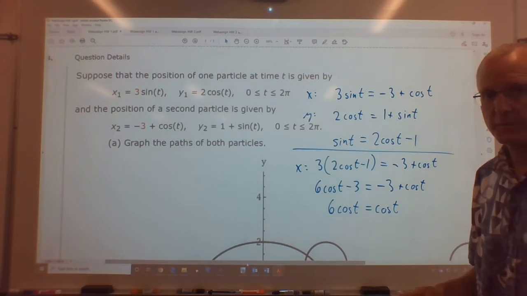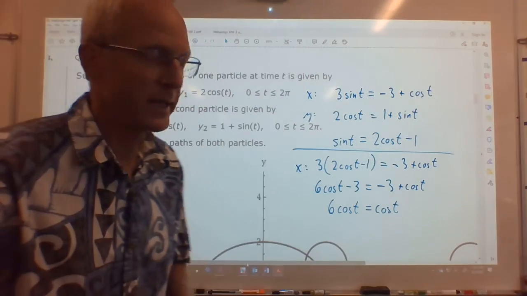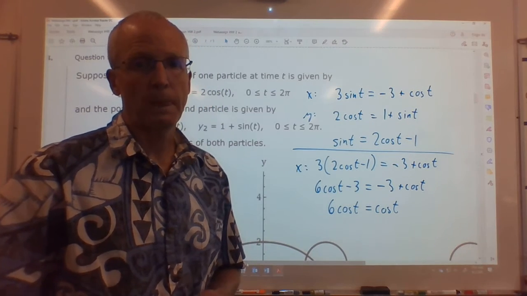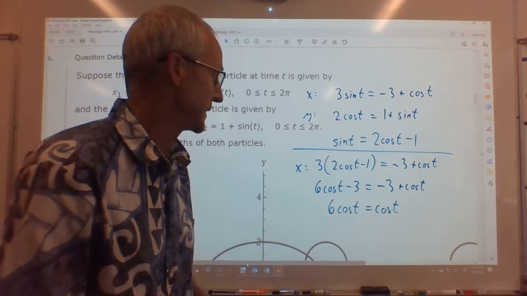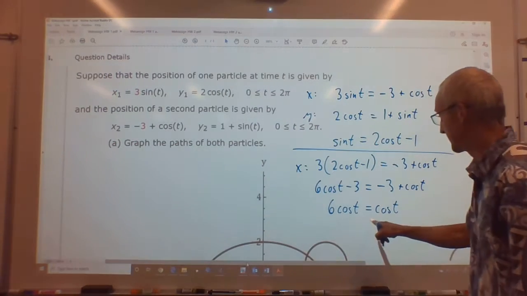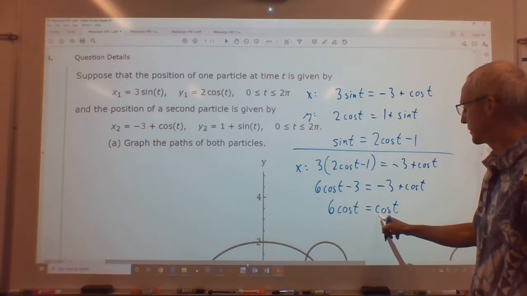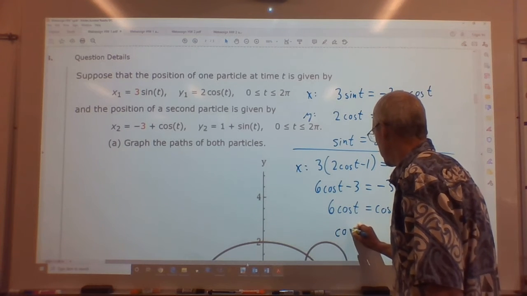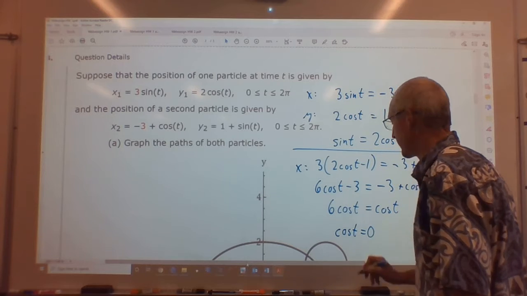Right away, we can see there's a problem here. How can 6 times something equal that thing? The only way that can be true is if cosine t is 0. Because 6 times 0 is 0, but 6 times any other number isn't the same as the number. So right away, we know that cosine t has to be 0.